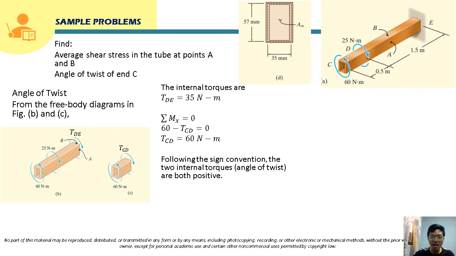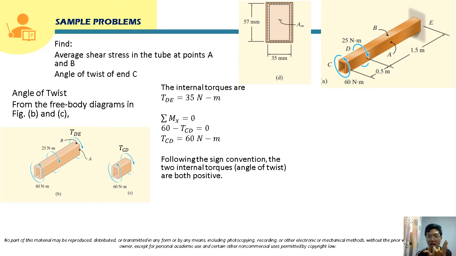So in this case, let's say for TCD, for this torque at CD, let's say the cross section is here. The cross section is here. And the rotation of torque CD is clockwise. So the rotation is clockwise. So this is the clockwise rotation, right? Okay, so from here, this thumb, which represents the double-headed arrow, is pointing away from the cross section.